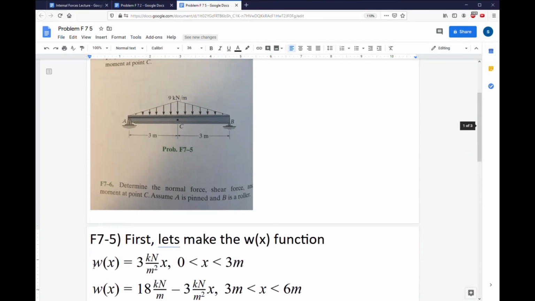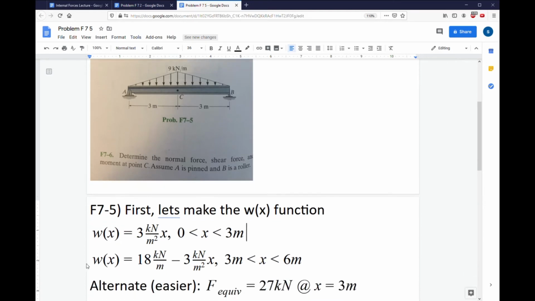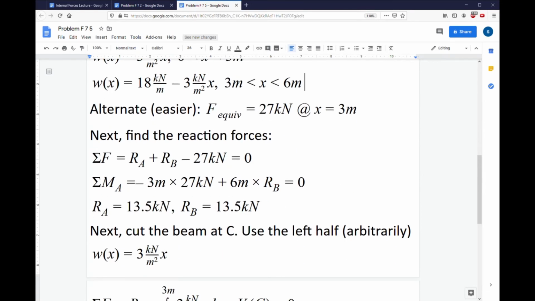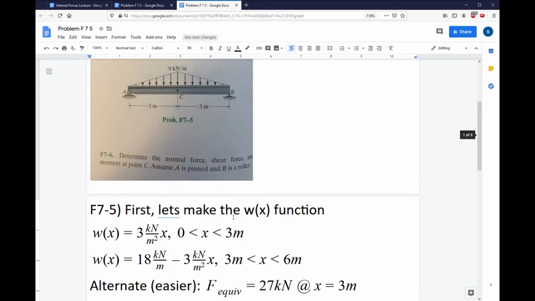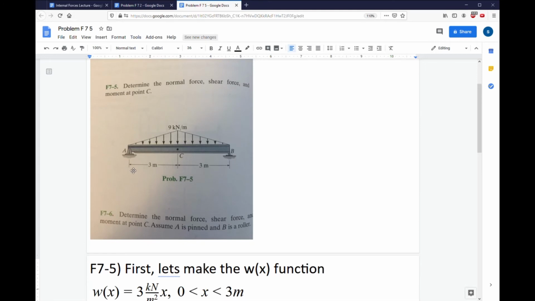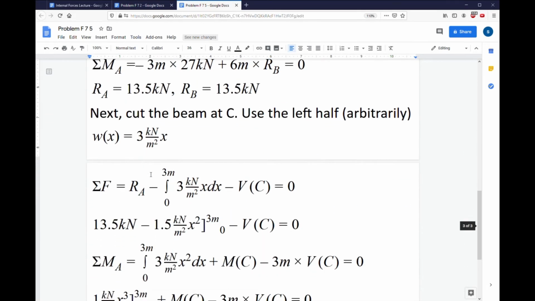Fortunately, we already have the w function. We found that right here, and that is still the same w function. This is the part that got cut off. So w of x is equal to 3 kilonewton per meter squared times x. So for sum of forces, we have the reaction at A upward. We have the negative integral of the w function. So negative integral, this is w, 3 kilonewtons per meter squared x, dx, and we put in our bounds as starting at 0 and ending at 3 meters.